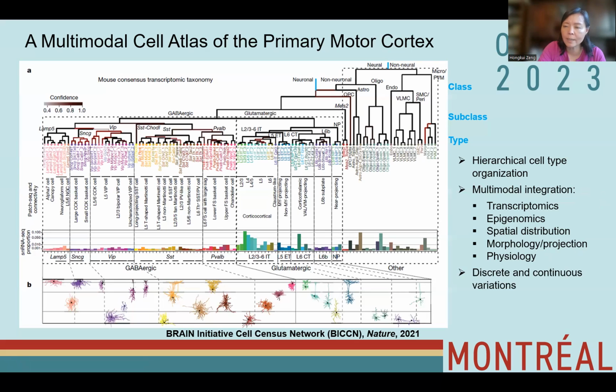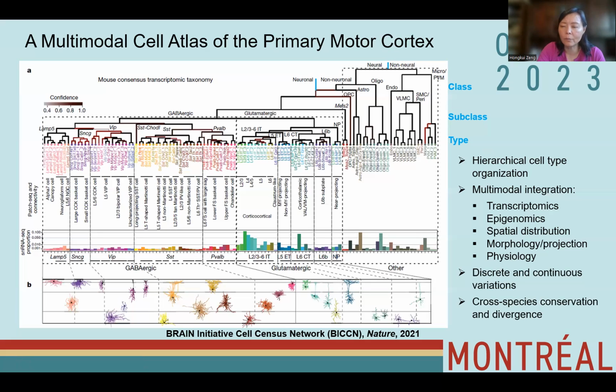We find the coexistence of discrete and continuous variations of cellular properties across this entire cell type taxonomy tree, with discrete distinctions between major classes and subclasses of cells at a higher branch level, whereas continuous variations mainly exist at the terminal leaf or cell type level. There are also differential variations among the different modalities of cellular properties, for example, between transcriptomics and morphological projection patterns. And those differential variations also exist mostly at the terminal branch level.